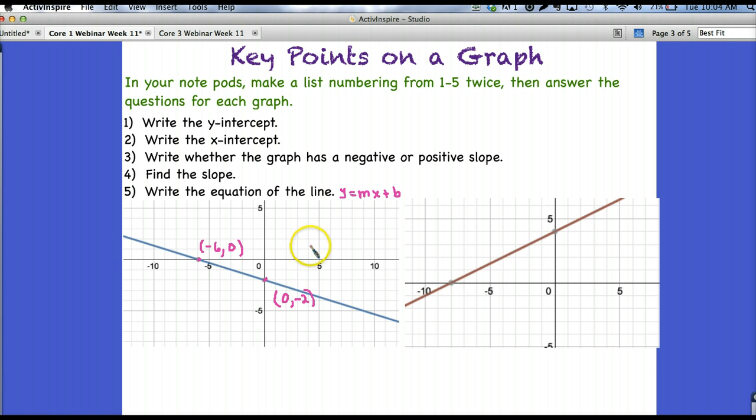Let's look at number 3. Write whether the graph has a negative or positive slope. So we've got a positive, a negative, a positive, a positive, positive. So we've got a lot of positives and one negative. So if I look, and Dustin, you said -2, so we've got actually a couple negatives.